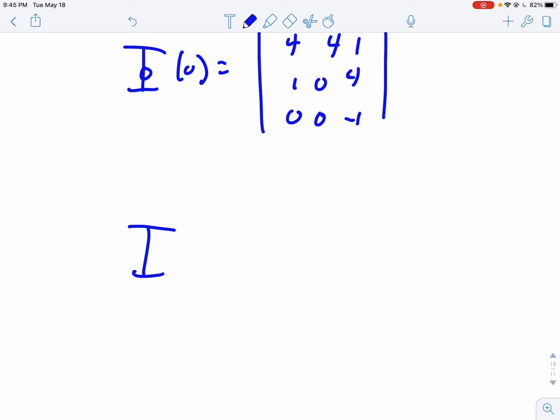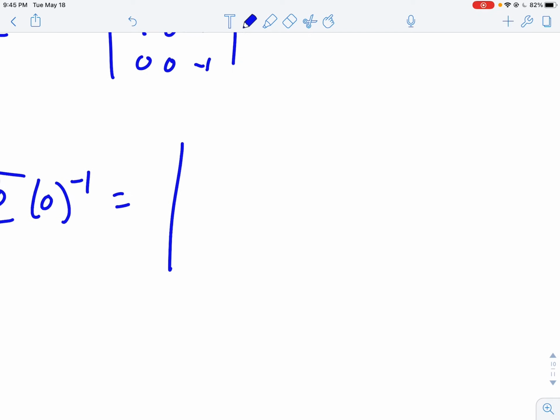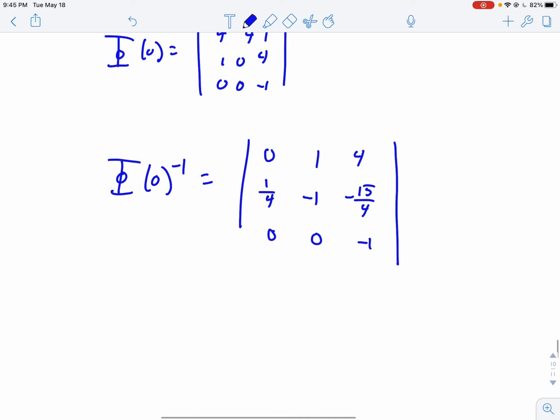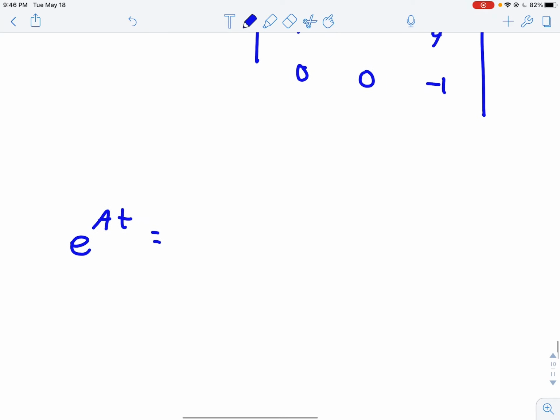We then also need the inverse of this matrix. I'm going to skip going through the method of minors and cofactors just in the essence of time. But using that method, we get that the inverse matrix is 0, 1, 4, 1/4, minus 1, minus 15 over 4, 0, 0, minus 1. And we can now write that e to the At is equal to the fundamental matrix times the inverse matrix.